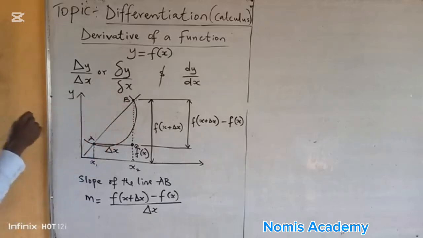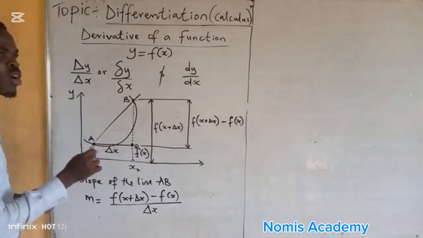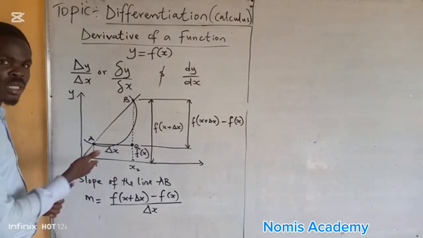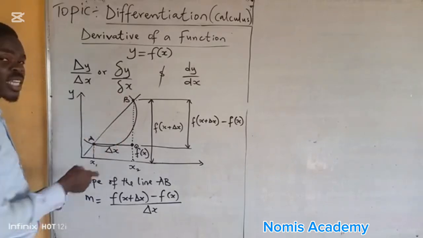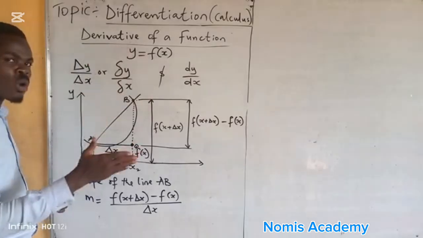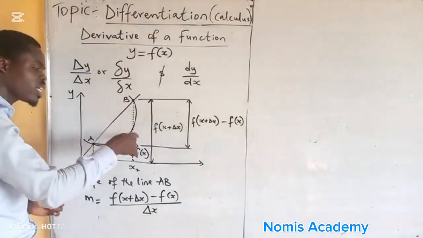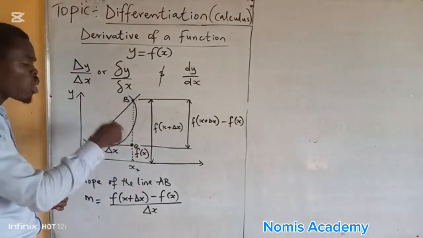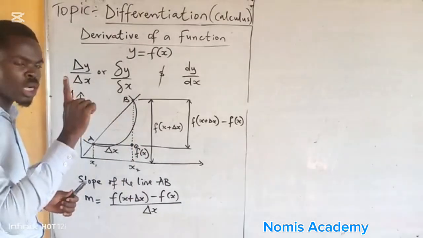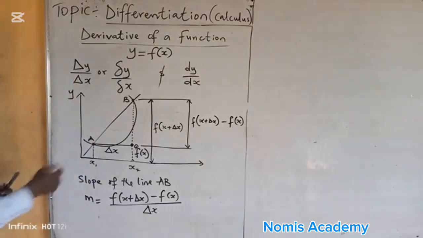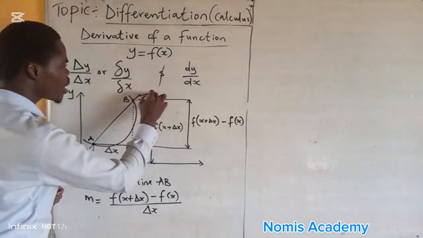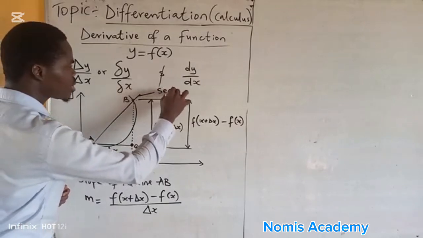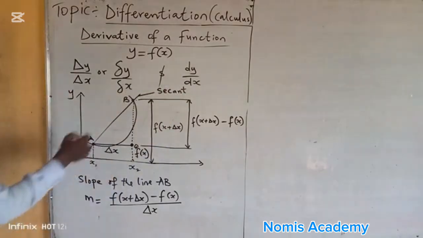Now, for us to get the slope of the curve, we can only draw a tangent, and then from the tangent, we get the slope of the tangent. The slope of the tangent becomes the slope of the curve at one point. Now, for us to do that, we can also use this. In this case, we call this line a secant line.